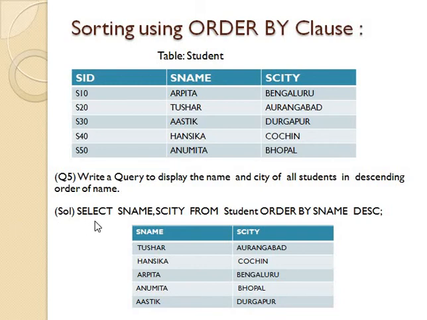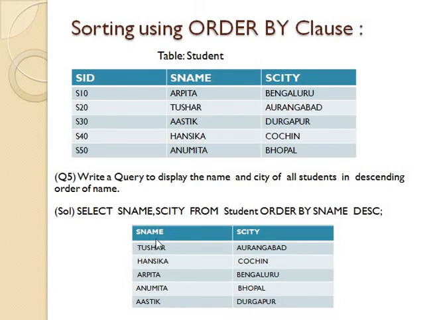And the query to be written is like this: select SNAME, SCITY from student, then use the order by clause, and as you are going to display the list of students in descending order of their name, include the column called SNAME for arranging it in descending order of name, and then use the DESC keyword. And once you execute this query, you can see that the list of names is arranged in descending order and not in ascending order. Now see, in descending order, instead of the student names starting with the letter A appearing first, here the student name starting with the letter T will appear first.